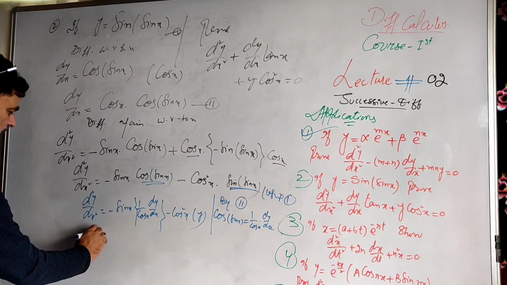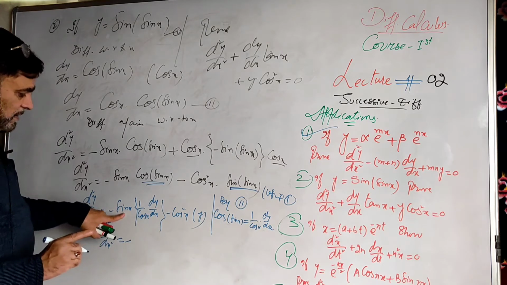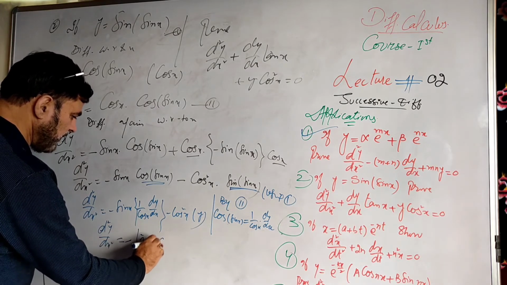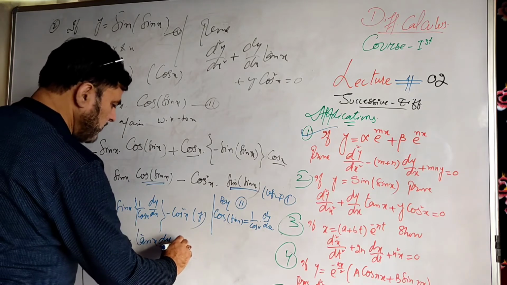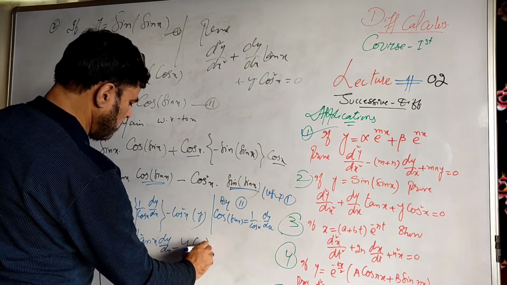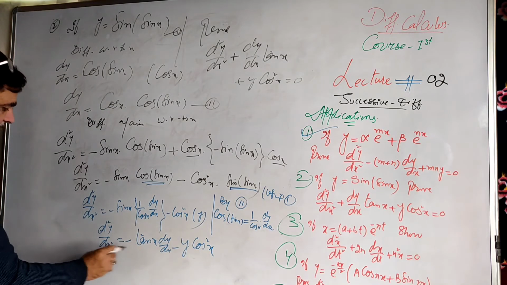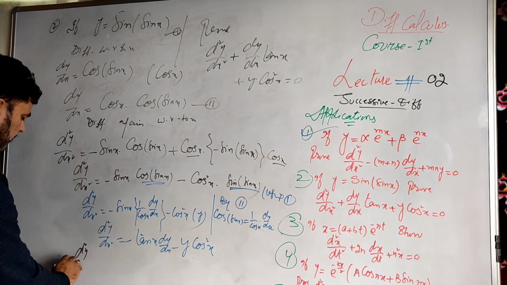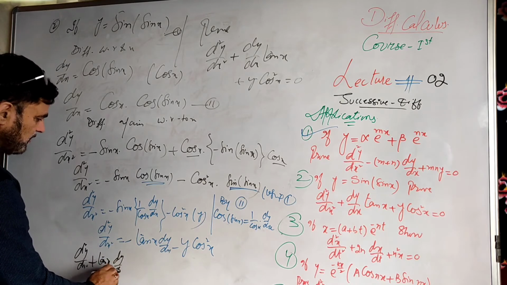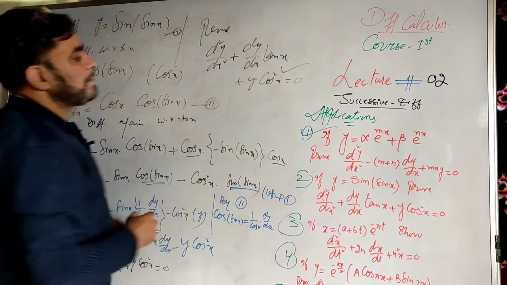Now you see what it is. d2y by dx square is equal to minus sin by cos, tan x, it is minus tan x dy by dx minus y cos square x. Now you can take these to the left side. This is d2y by dx square plus tan x dy by dx plus y cos square x is equal to 0. It is this that you wanted to prove.